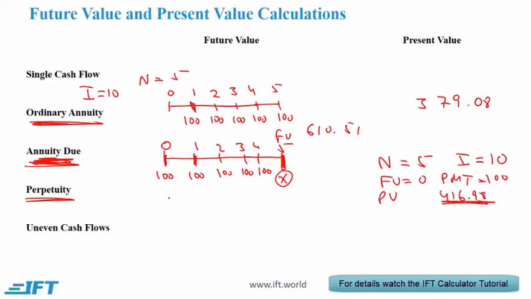So if we have a situation where we get $100 at the end of year 1 and then $100 at the end of every year forever, this is a perpetuity.